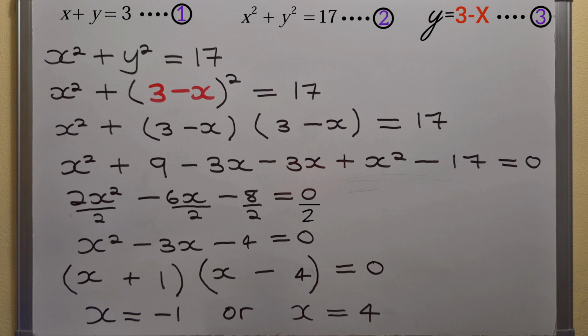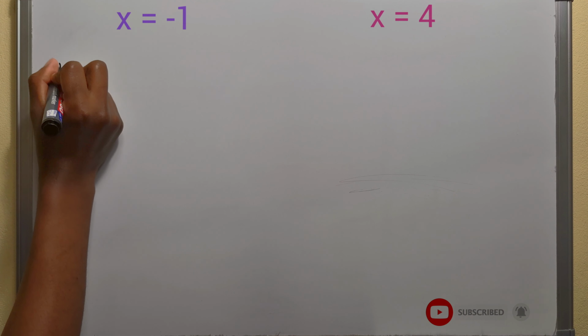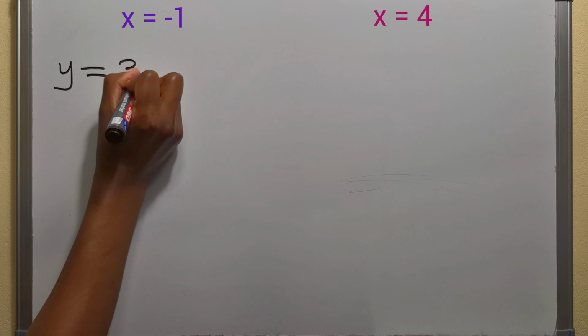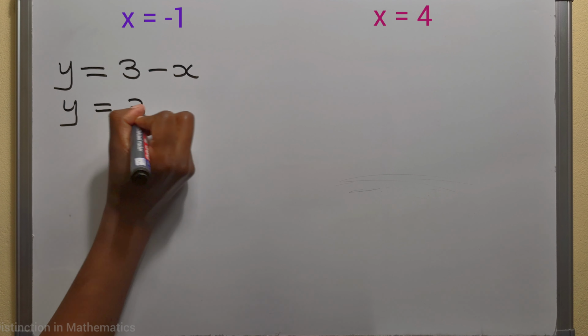So your x values are minus 1 and 4. The next step is to substitute these x values into any equation that you are given. We're going to use equation 3. We are now looking for the y values, so wherever we have x in this equation, we're going to write these x values.